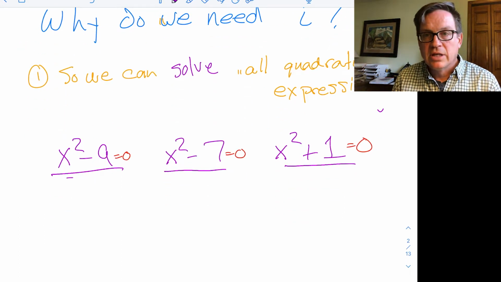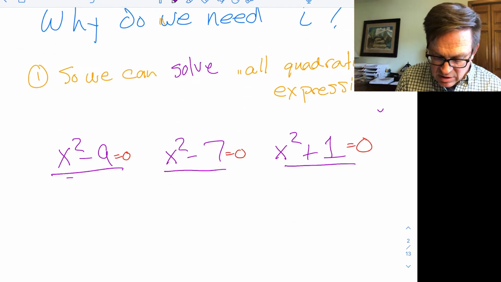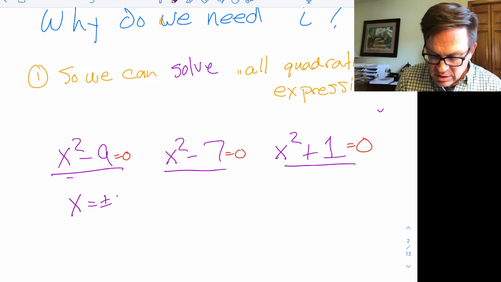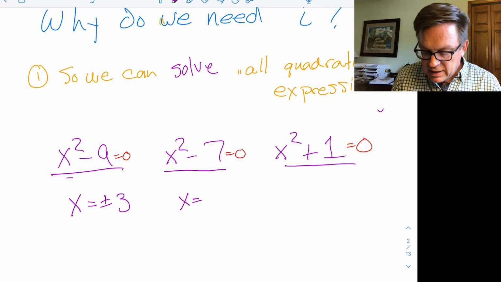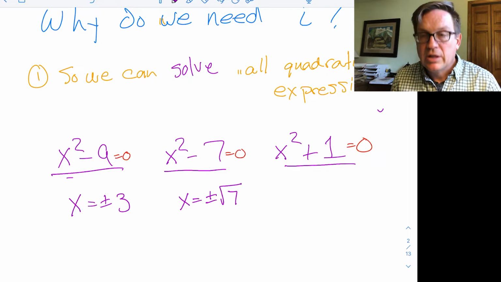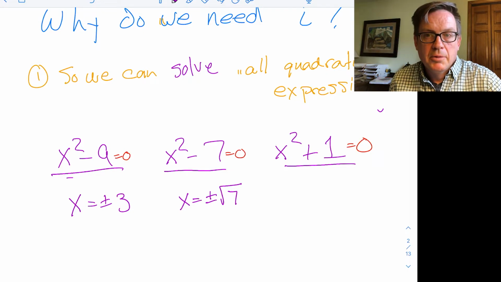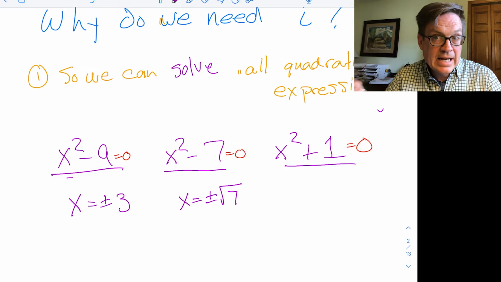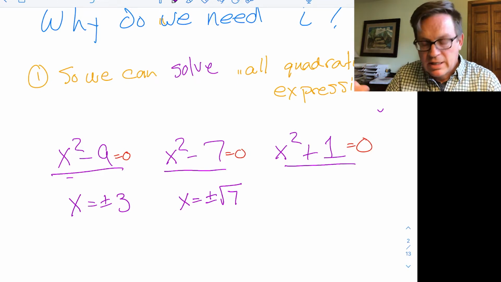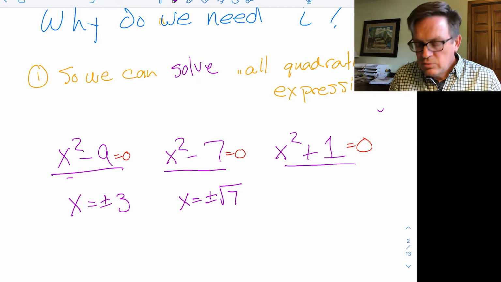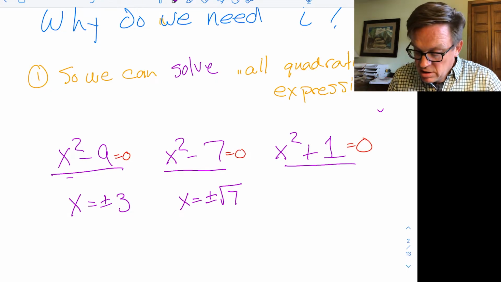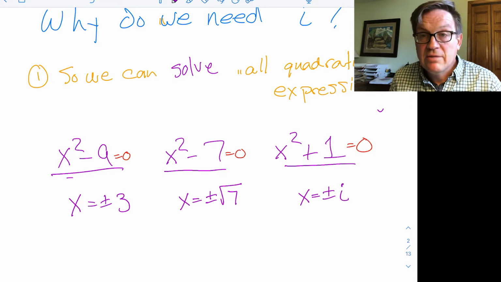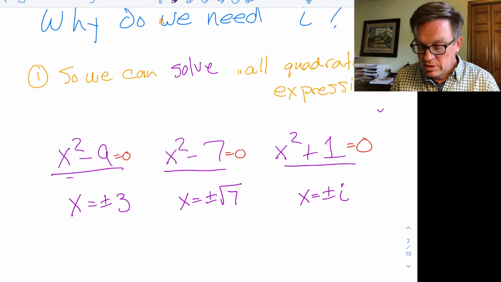And so it bothers us that this one has a nice answer, x equals plus or minus 3. The middle one has an answer. It's not as nice, but you get a square root of 7, which again isn't an exact number, but it's a symbol. We can't write down an exact number. And what's different about this other one, we'd still like to have some answer. So we're going to say that one is plus or minus i, and we'll just give it a symbol that answers that.